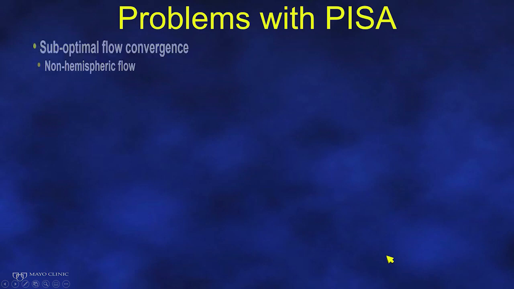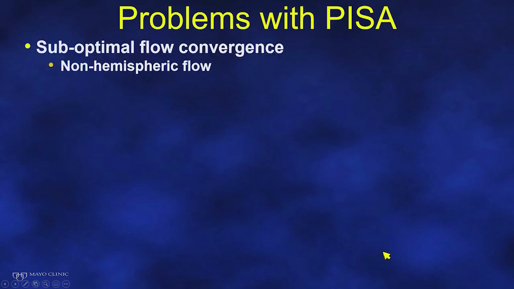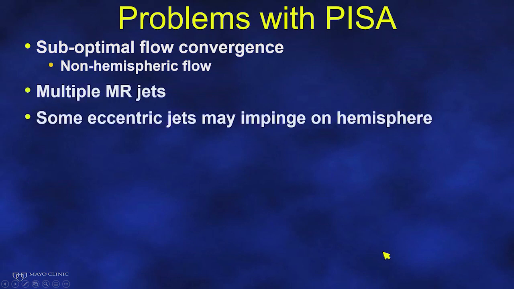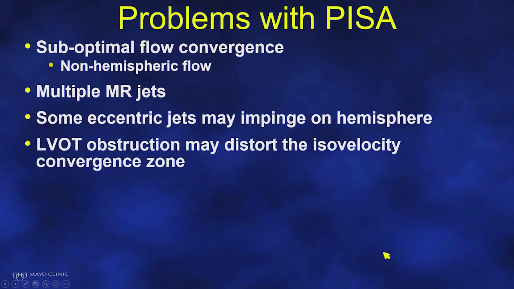Now, there are problems with PISA. There's suboptimal flow convergence, non-hemispheric flow, multiple MR jets. Some eccentric jets may impinge on the hemisphere. The LV outflow tract may be obstructed and distort the isovelocity convergence zone.